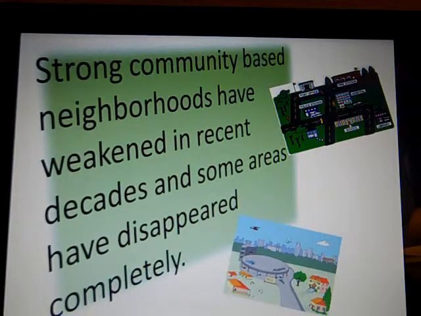Okay, here is the PowerPoint lecture for urban sociology. Those of you who were in class with me on Tuesday, this was the last slide that we got to. We were talking about how strong community-based neighborhoods have started to weaken in recent decades, and some have disappeared completely.